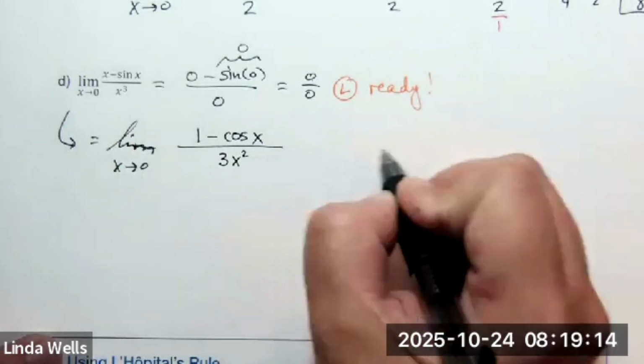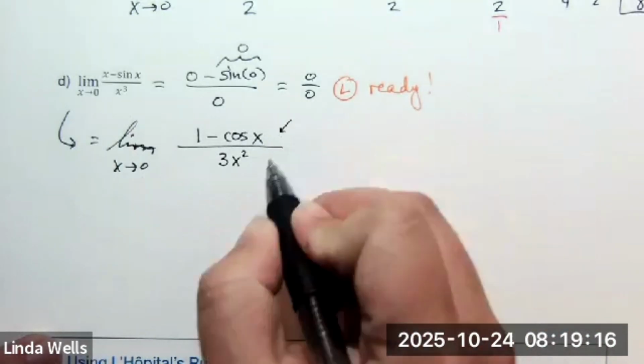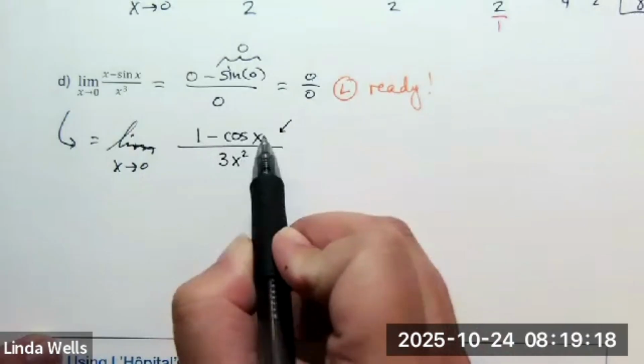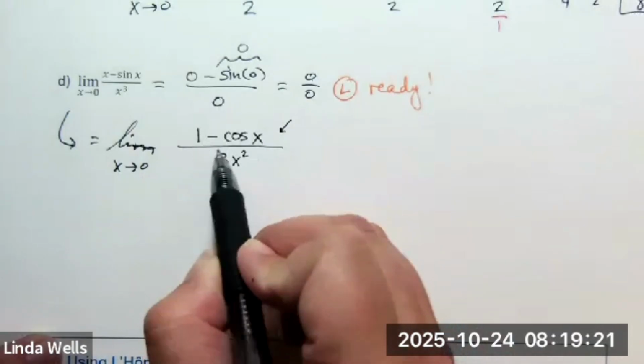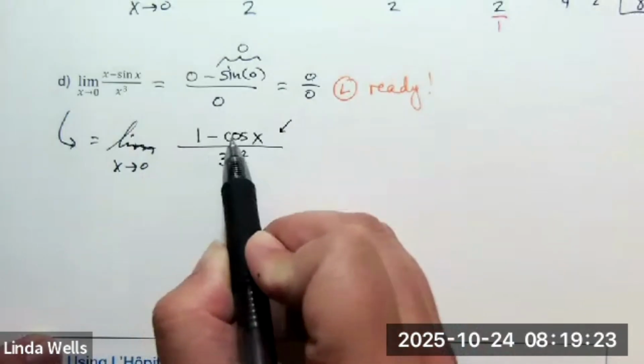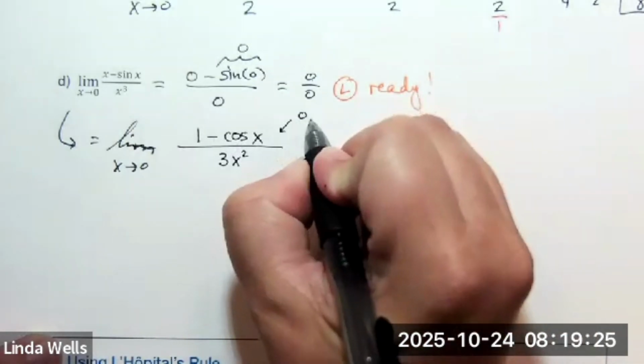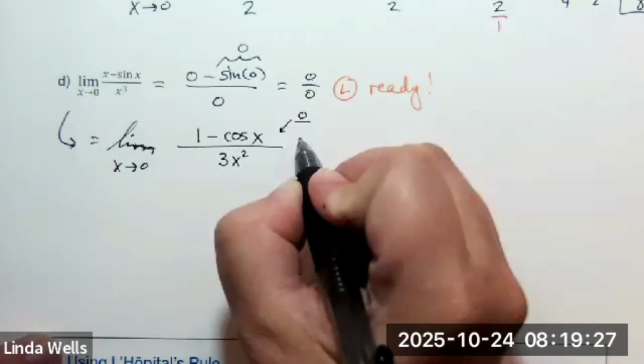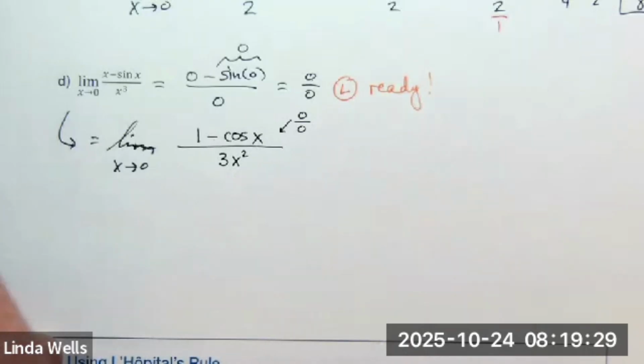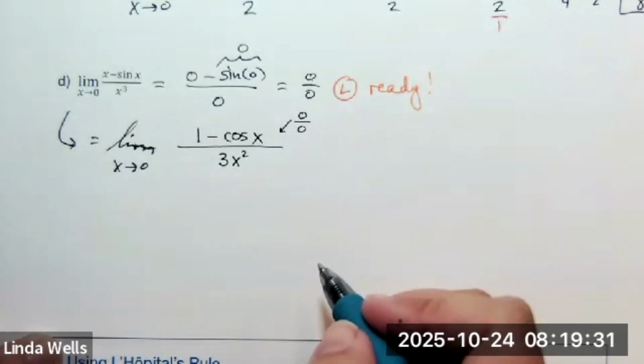Now, I'm not going to write it big anymore. I'm going to start showing you. Just do it on the side. If I plug in 0, what's cosine of 0? 1. 1 minus 1 is... Uh-oh. And on the bottom, what do I get? 0. Is that a problem? Yes. No. No, it's not a problem.